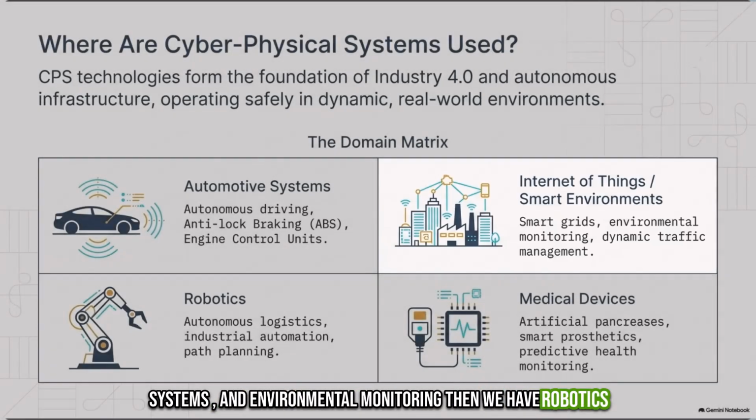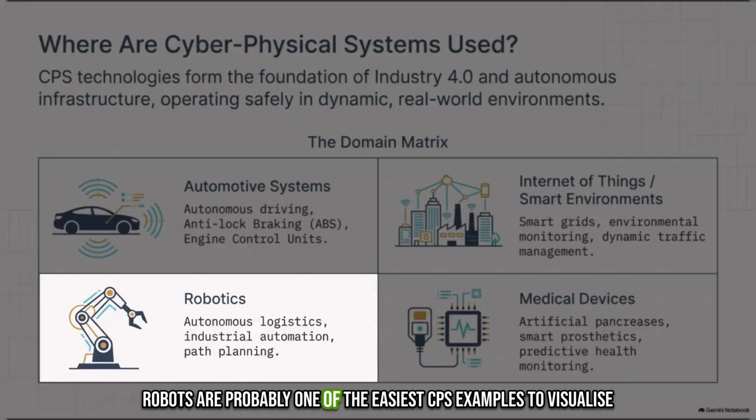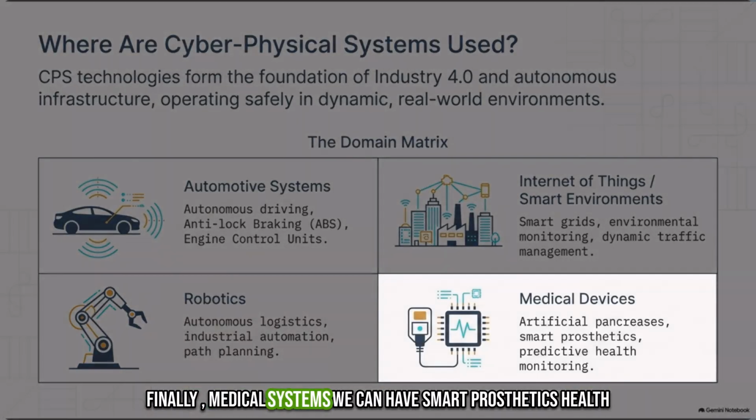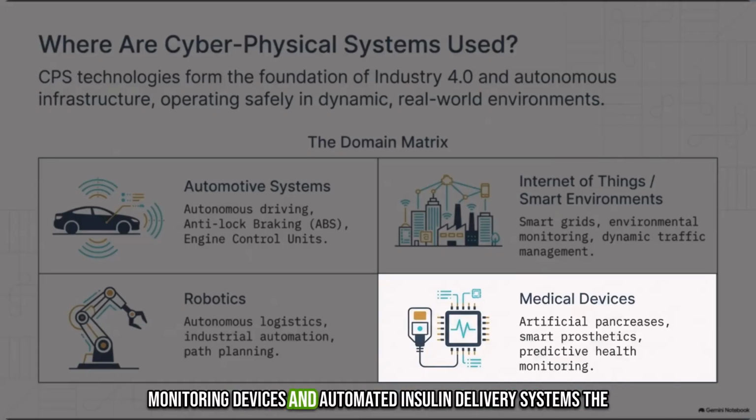Then we have robotics. Robots are probably one of the easiest CPS examples to visualize because they are constantly sensing, deciding, and moving. And finally, medical systems. We can have smart prosthetics, health monitoring devices, and automated insulin delivery systems.